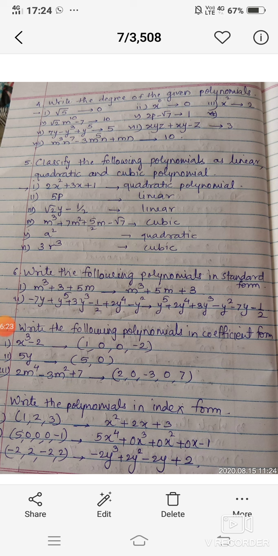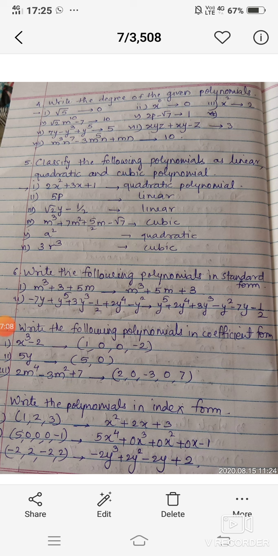Next question, classify the following polynomials as linear, quadratic and cubic polynomial. First, 2x square plus 3x plus 1, degree is 2, so it is called a quadratic polynomial. 5p, degree is 1, so it is called linear. Root 2y minus 1 upon 2, degree is 1, so it is called linear. In the next, degree is 3, m cube, so it is a cubic polynomial. a square, degree is 2, so it is a quadratic polynomial. And the last one, 3r cube, so it is a cubic polynomial.